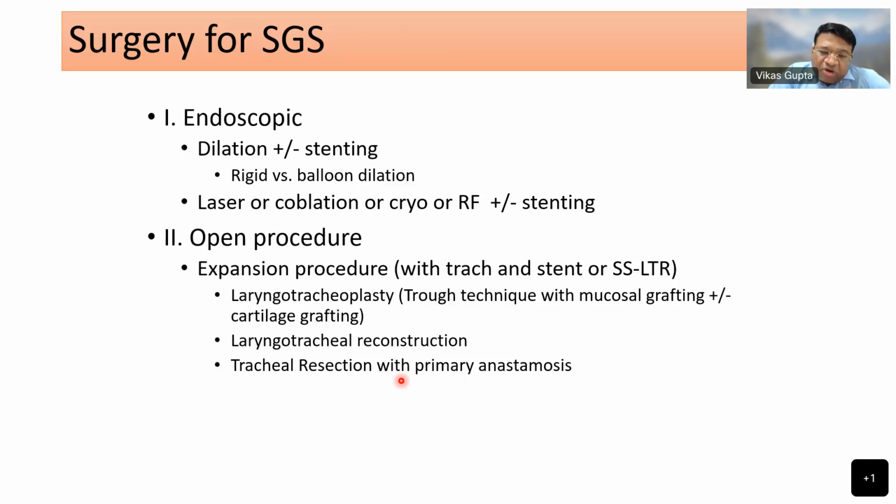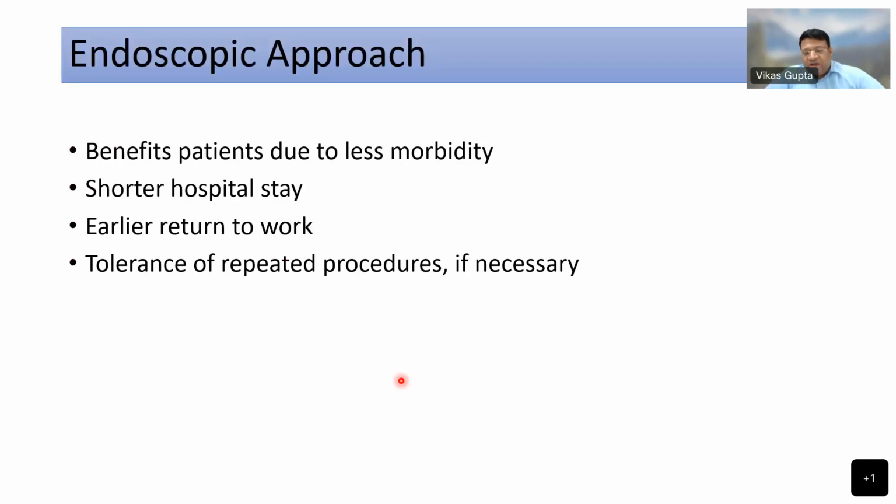So it can be laryngotracheoplasty. It can be laryngotracheal reconstruction. It can be tracheal resection with primary anastomosis. I'll not be going into very much detail of this. I'll just be showing the steps of one such procedure.